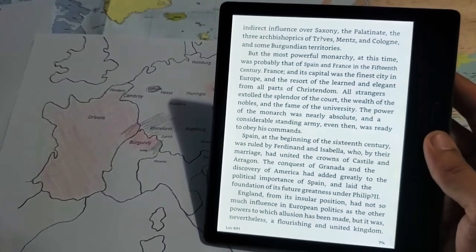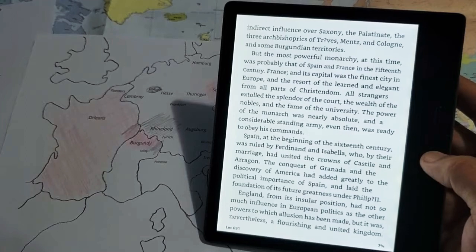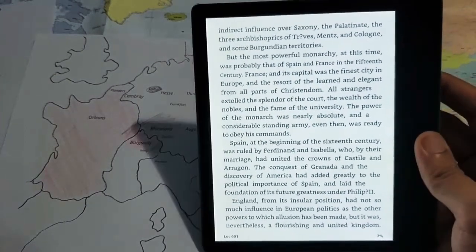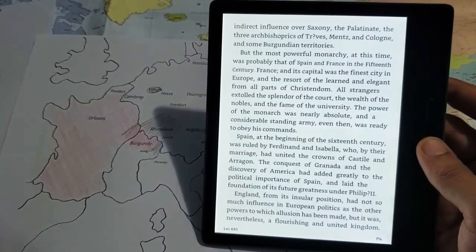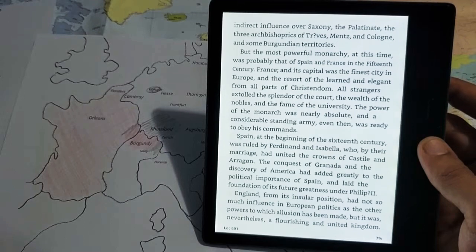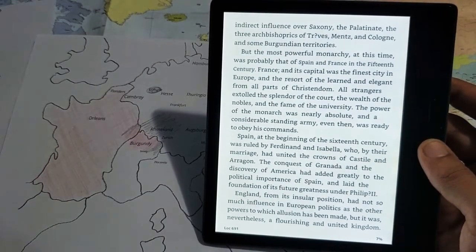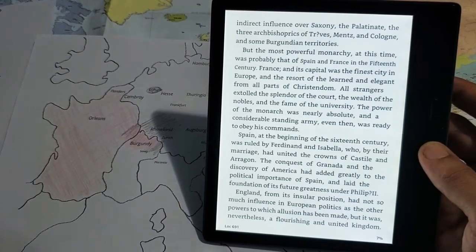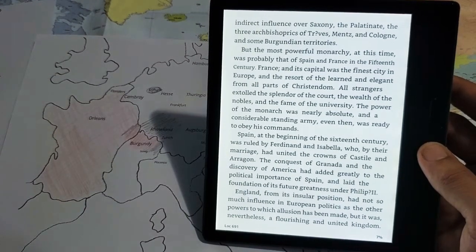Spain at the beginning of the 16th century was ruled by Ferdinand and Isabella, who by their marriage had united the crowns of Castile and Aragon. The conquest of Granada and the discovery of America had added greatly to the political importance of Spain and laid the foundations of its future greatness under Philip II. England, from its insular position, had not so much influence in European politics as the other powers to which allusion has been made, but it was, nevertheless, a flourishing and united kingdom.